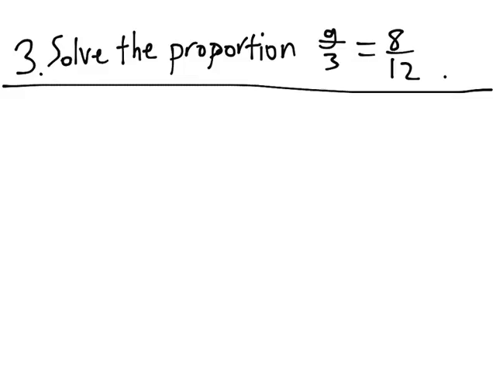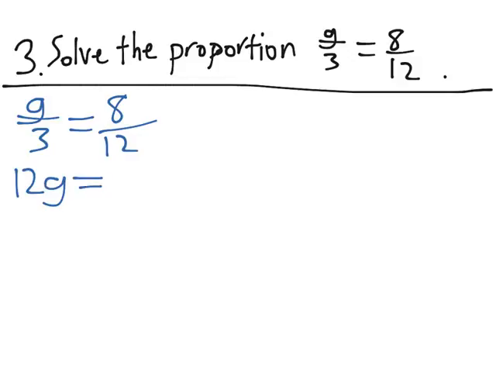Problem 3. Solve the proportion g over 3 equals 8 over 12. So let's write the proportion. g over 3 equals 8 over 12. Now, like before, the first step is to cross multiply. So the 12 moves to the top of the left side. 12g equals 3 times 8, since the 3 on the bottom left moves to the upper right. So 12g is equal to 24.